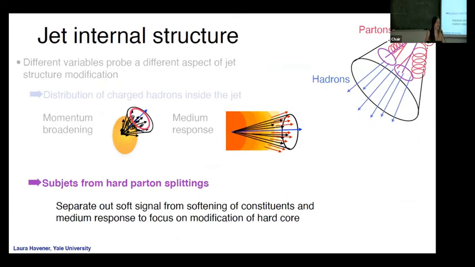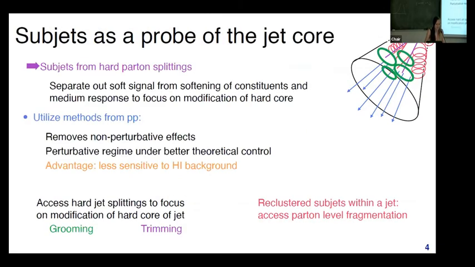Yeah, so that motivated us to look at these subjets to try to access the hard partons to look at the modification of the core. In doing these measurements, we actually utilized methods from the pp community, where these methods were designed to remove non-perturbative effects like the underlying event. And so in heavy ions, we do things like grooming and trimming to access the hard jet splittings.